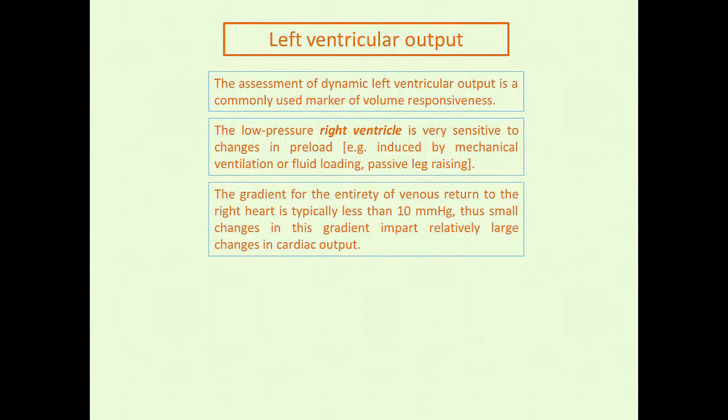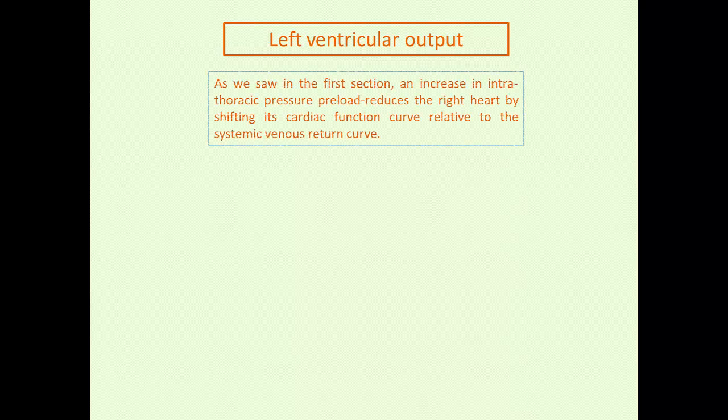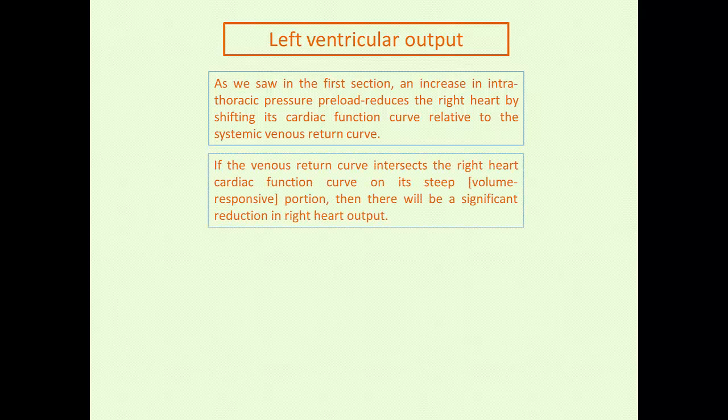So the gradient for the entirety of venous return, remember venous return, that is the blood returning to the heart, has to equal the blood leaving the heart. So the blood returning to the right heart is equal to the blood leaving the left heart. So the gradient for all of venous return returning to the right heart is very small. It's only 10 millimeters of mercury. So very small changes in intrathoracic pressure will impart really large changes in venous return and therefore cardiac output. As we saw in the first section, Part A, an increase in intrathoracic pressure reduces right heart preload by shifting the cardiac function curve relative to the venous return curve.